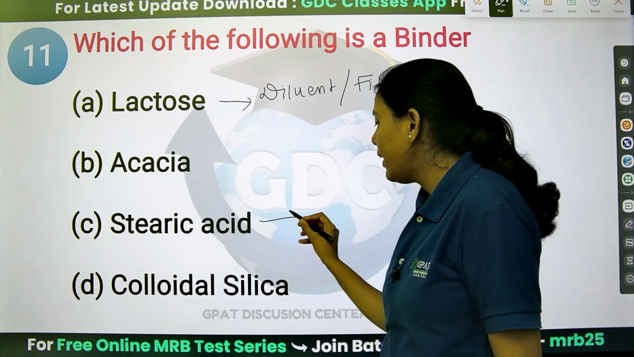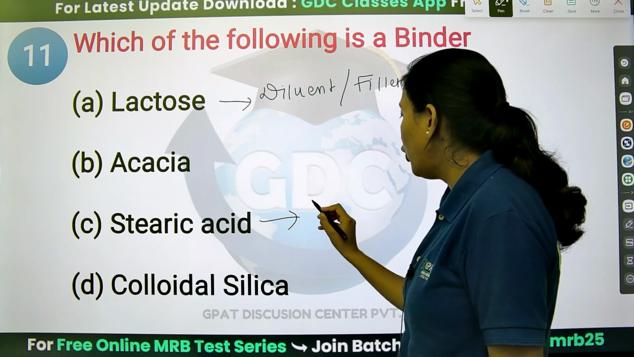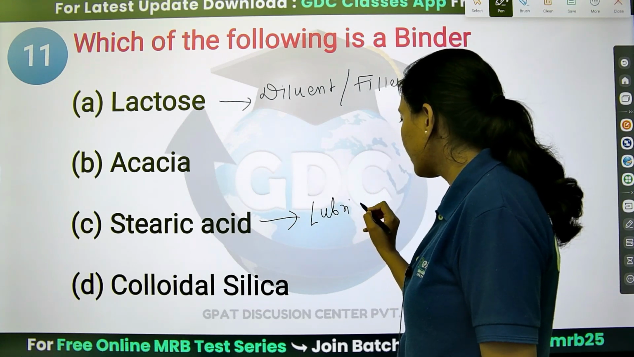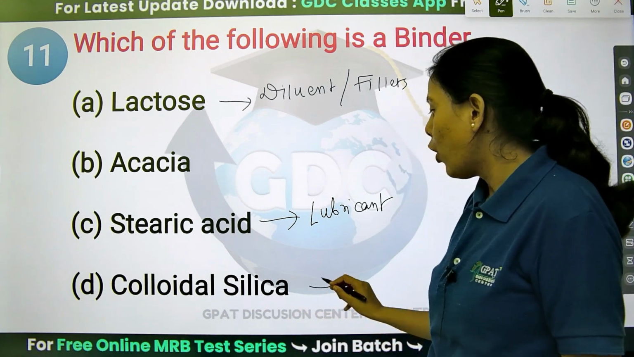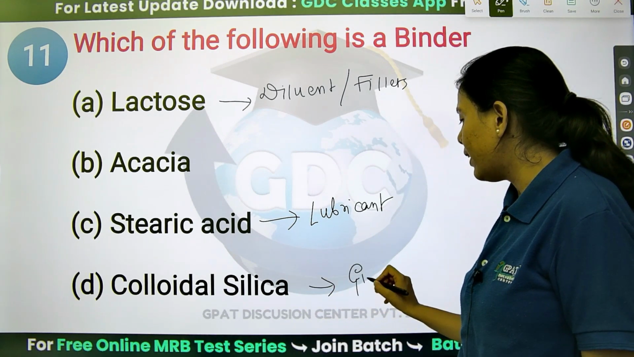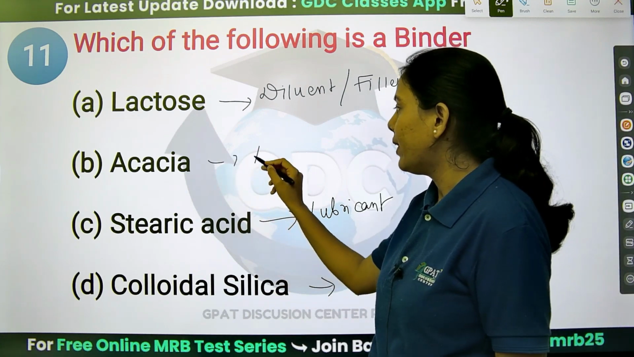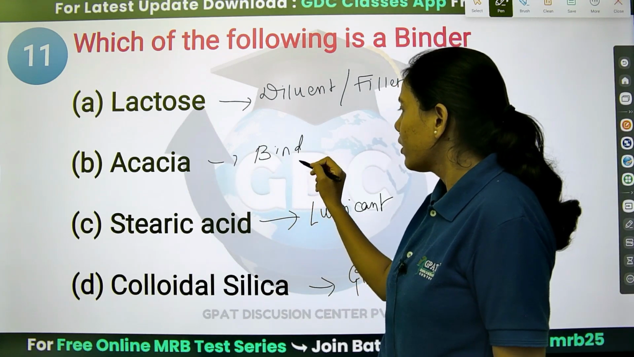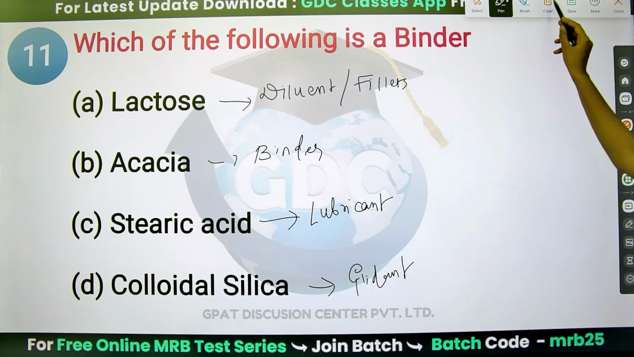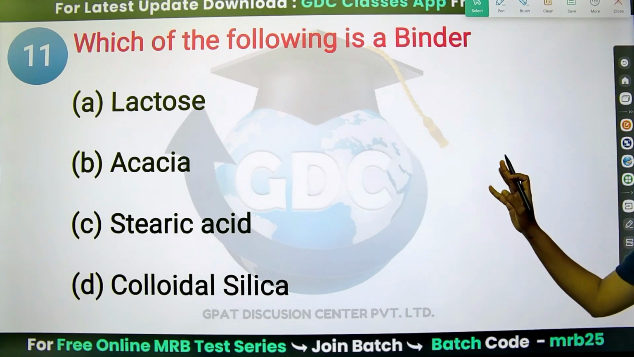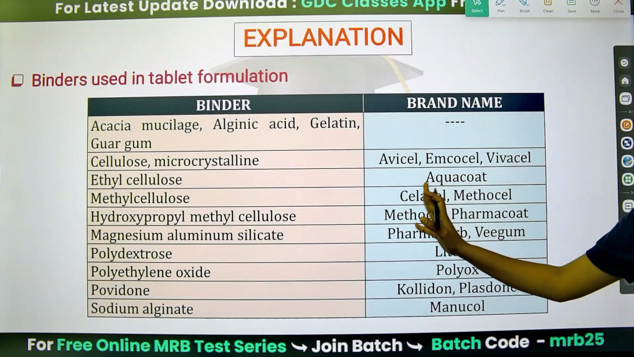Stearic acid. What is stearic acid? Lubricant. Stearic acid is nothing but the lubricant. Colloidal silica is nothing but glidant. And acacia is nothing but the binder. Or starch paste can also act as binder. So option B, acacia, is the right answer, which is nothing but the binder.